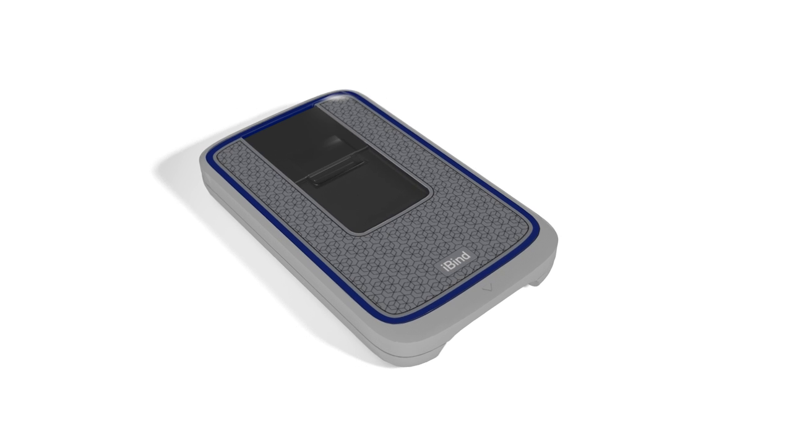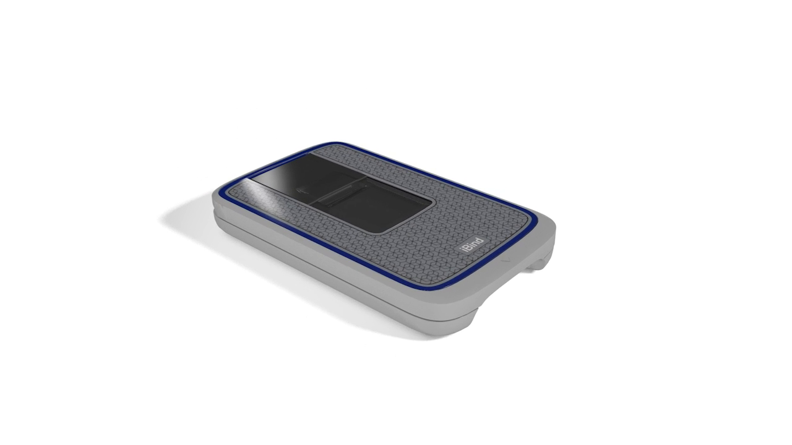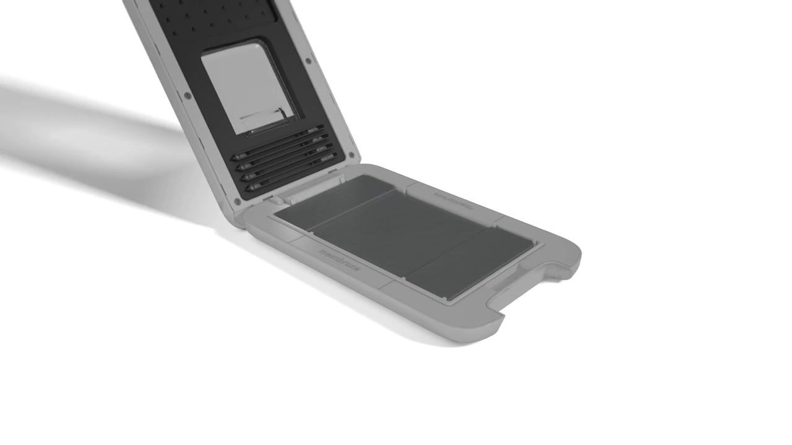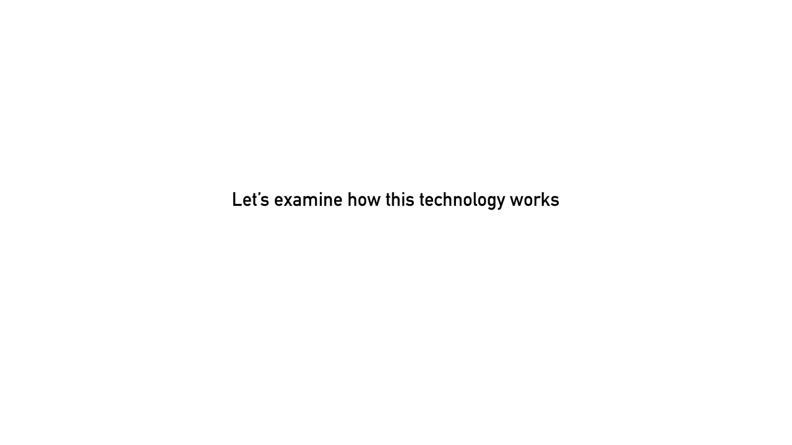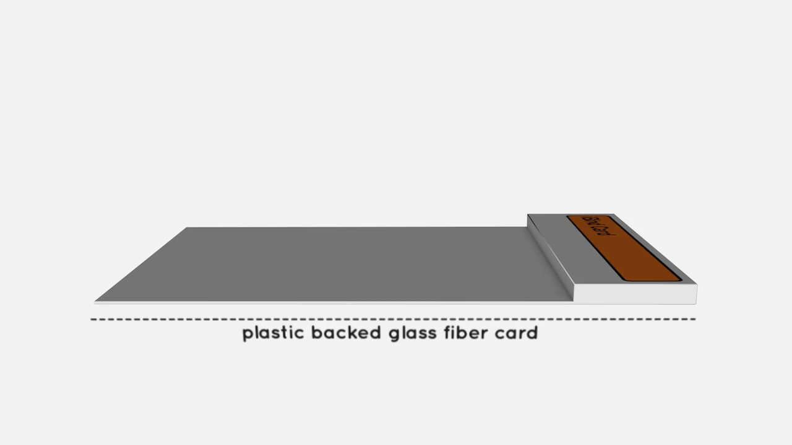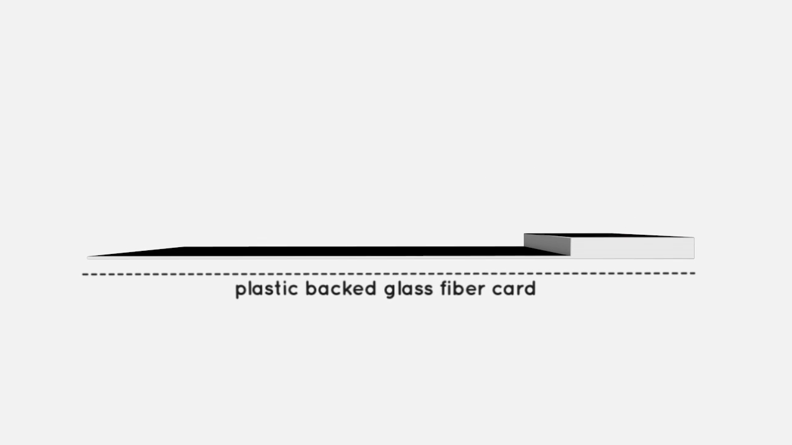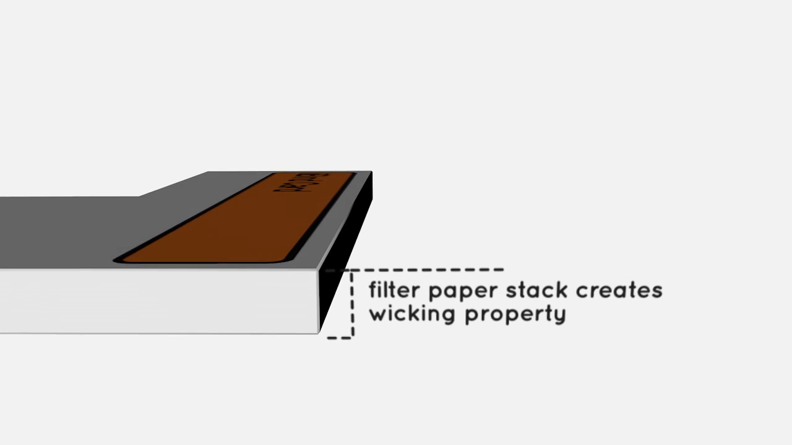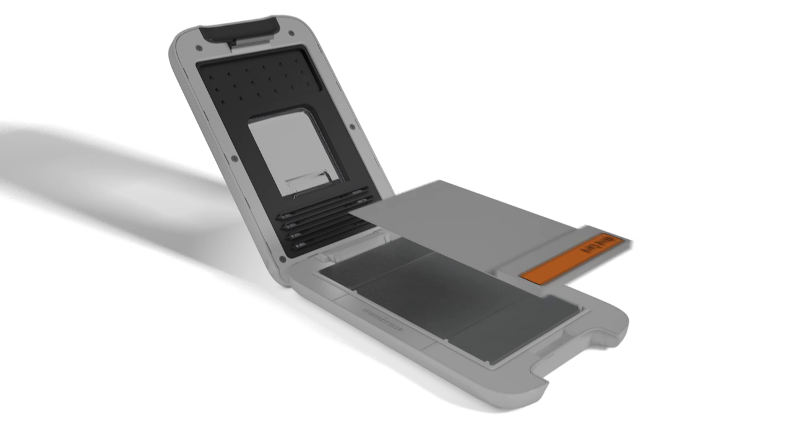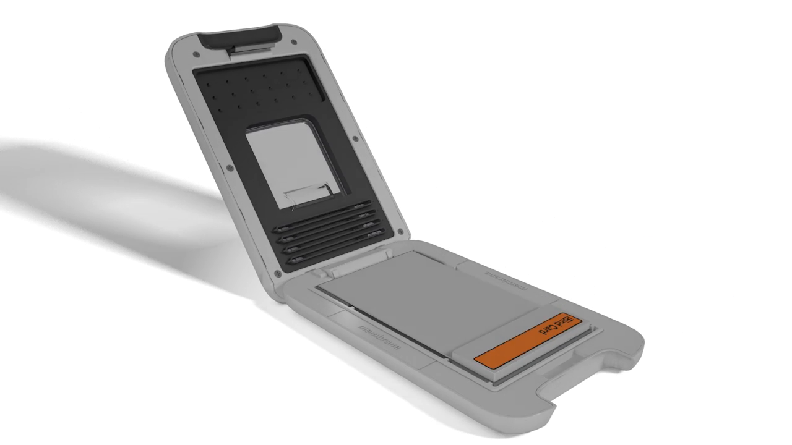The iBind Western device uses a technology called sequential lateral flow. A unique proprietary glass fiber matrix allows optimal and homogeneous flow of immunodetection solutions towards the stack region of the card. This technology allows one to use up to 80% less primary antibody and enables improved blot-to-blot consistency.